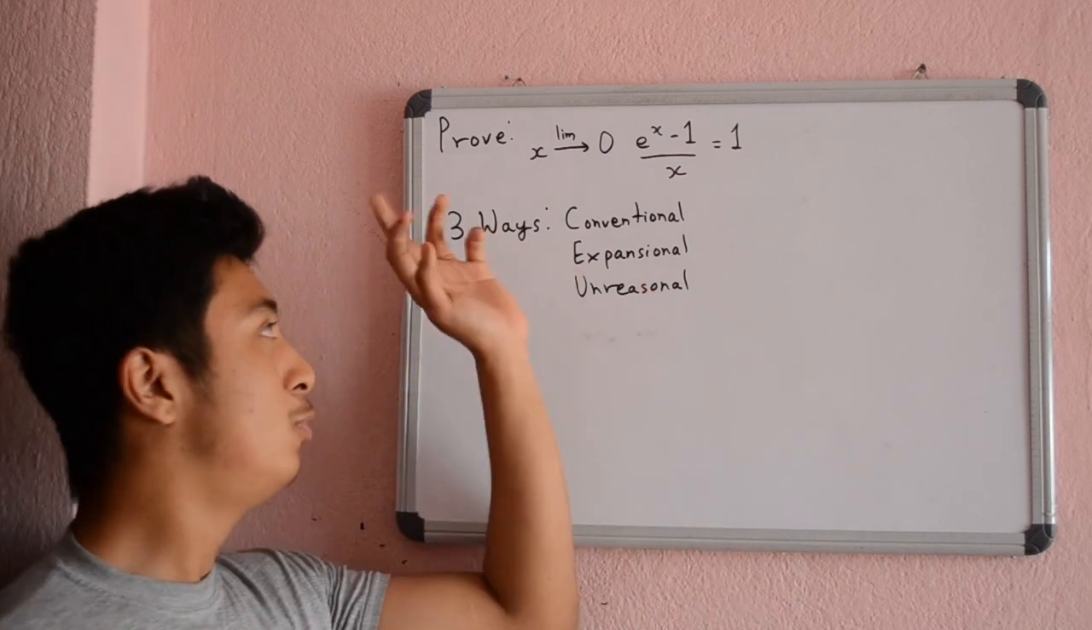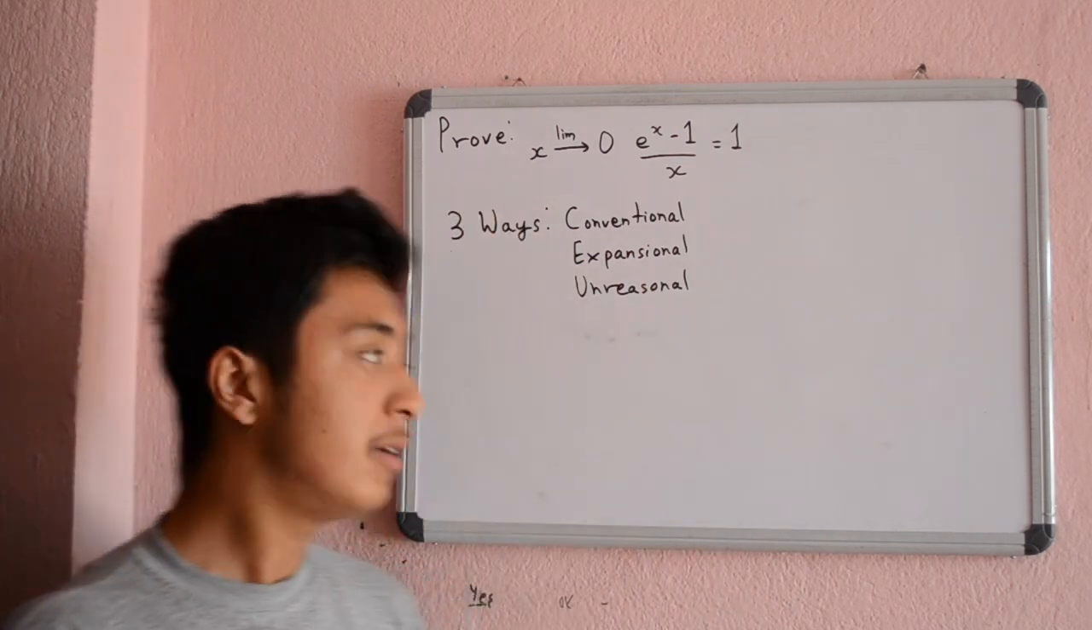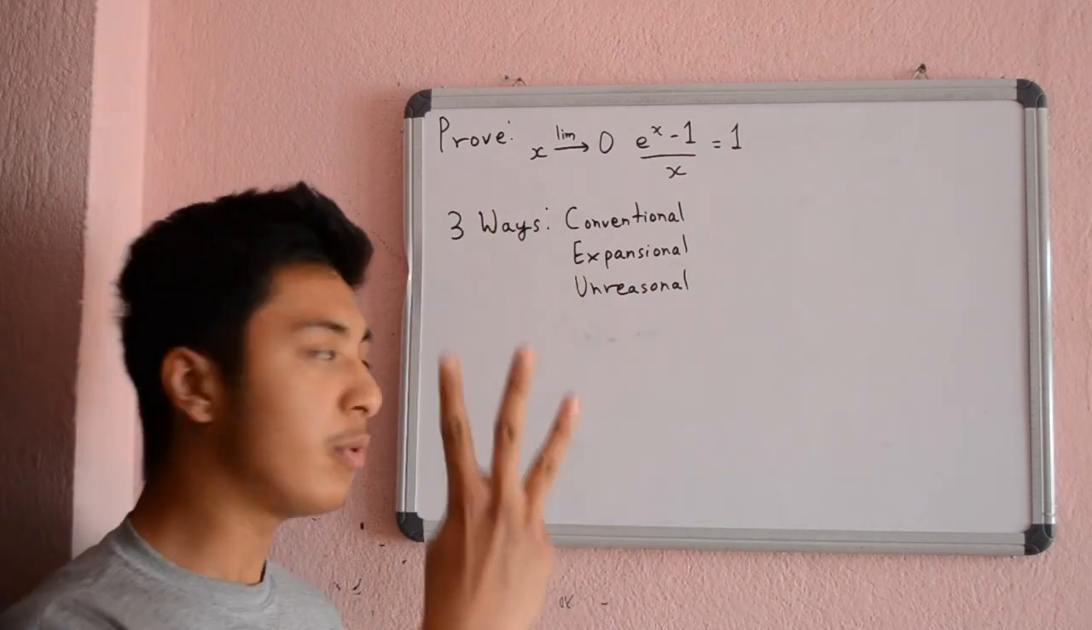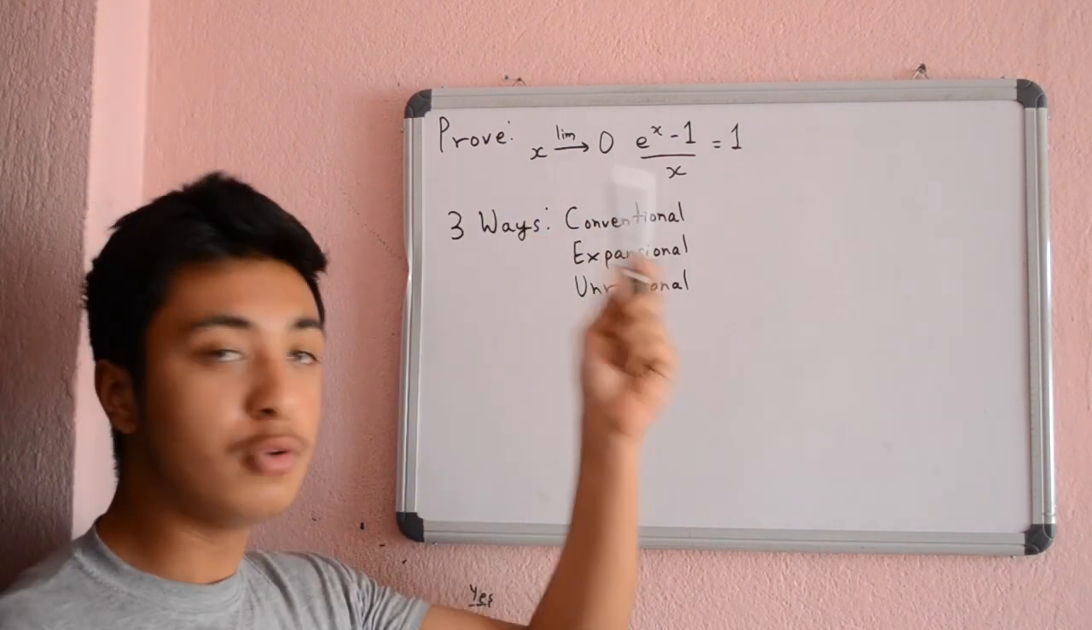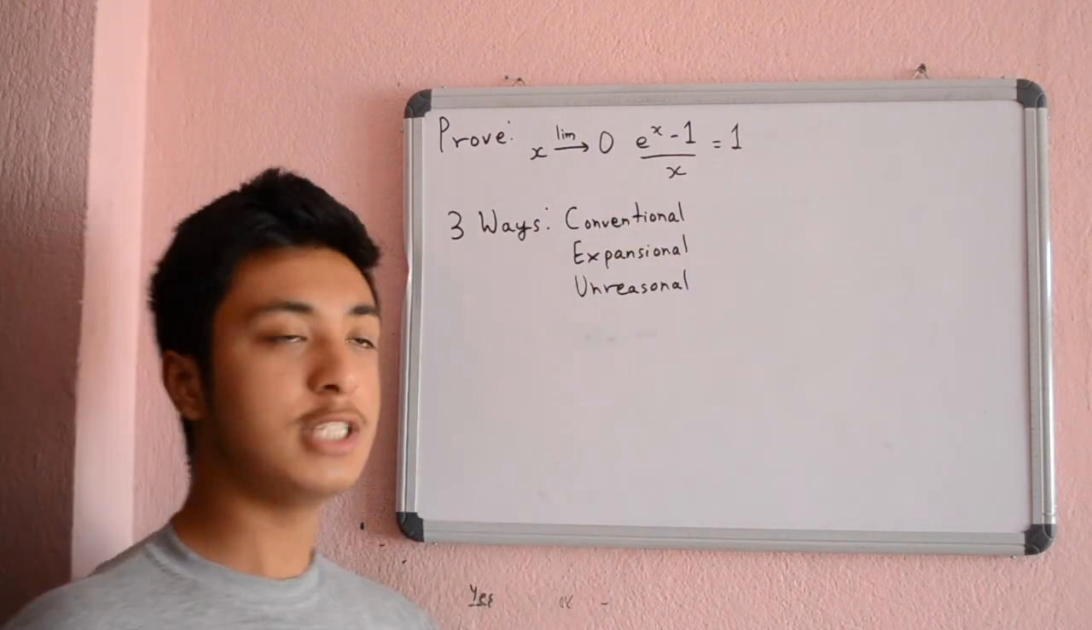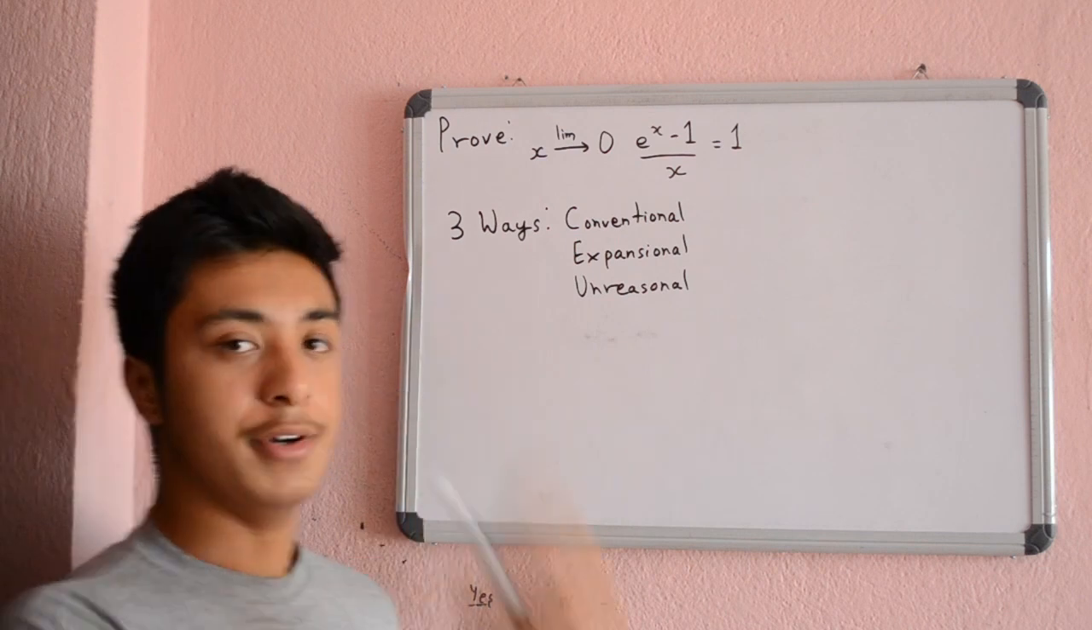Hello guys, let's prove this limit identity over here, and we're going to be using three ways to prove this limit. So let's begin with the conventional method.